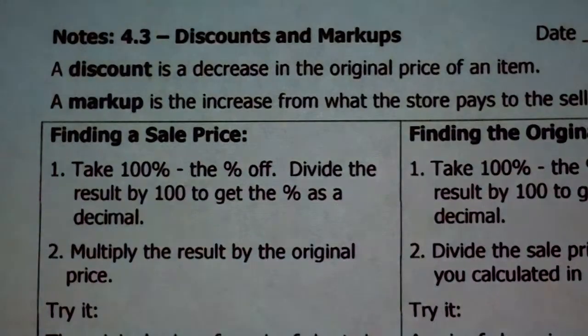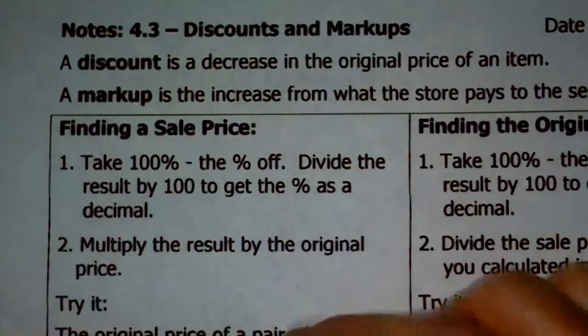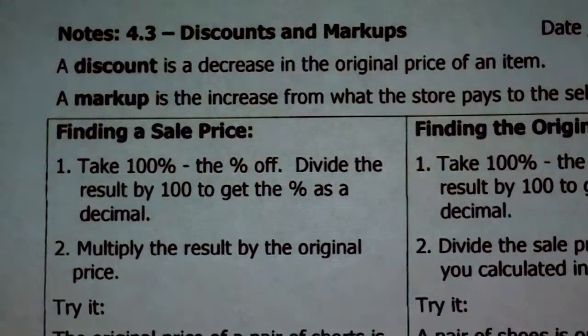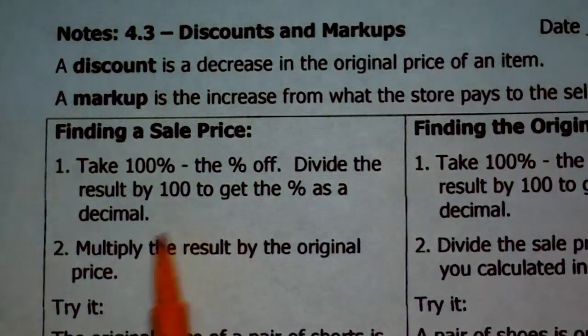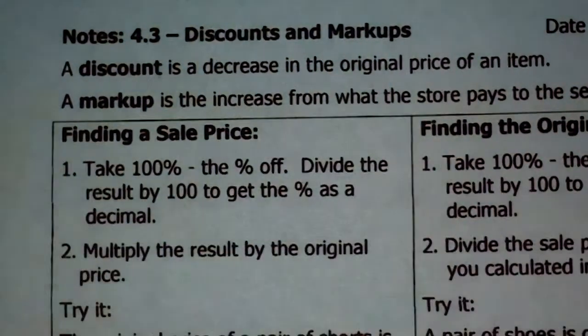All right, so the first thing we're going to do, and this is I think the most fun, we are going to learn how to find a sale price. So sometimes you are shopping and clothing is marked down a certain percent and there's a sign above it that says 30% off, but each individual ticket's not marked. This is how you would figure out what the new price is. It says take 100% minus the percent off, divide the result by 100 to get the percent as a decimal. Then you multiply the result by the original price and bam, you have your sale price.